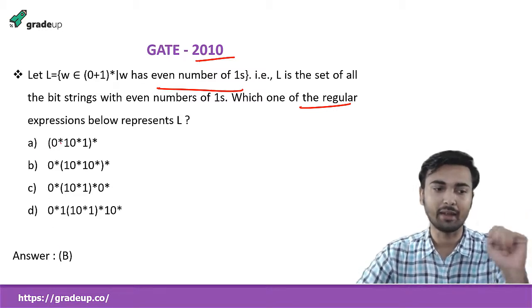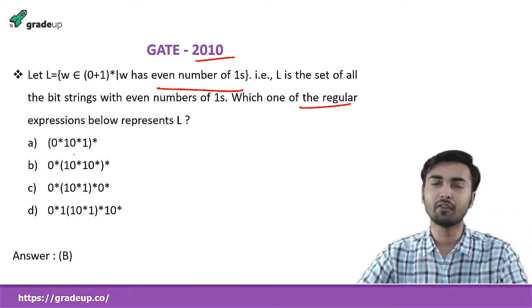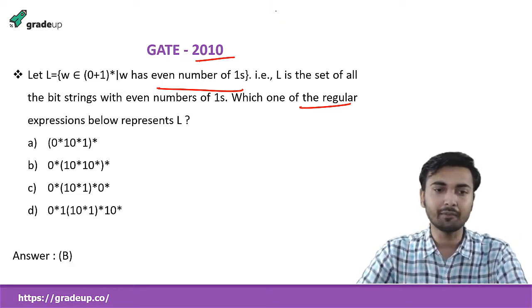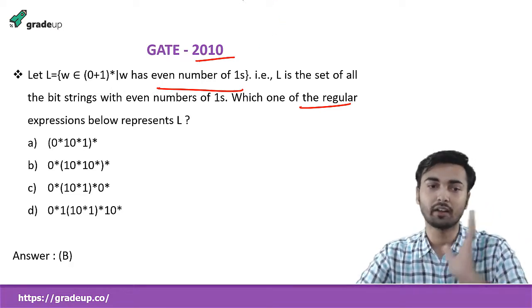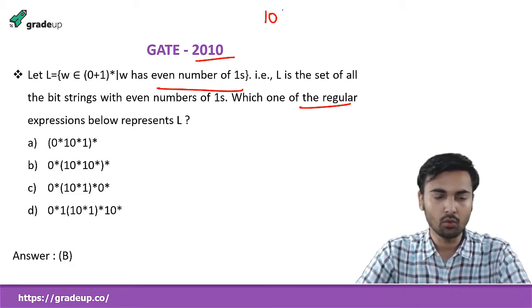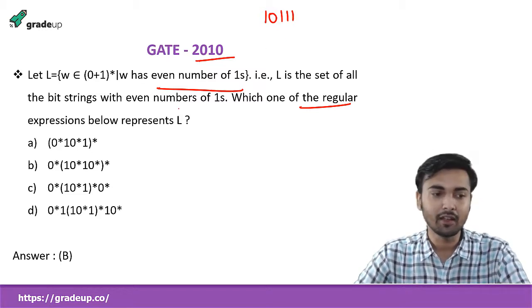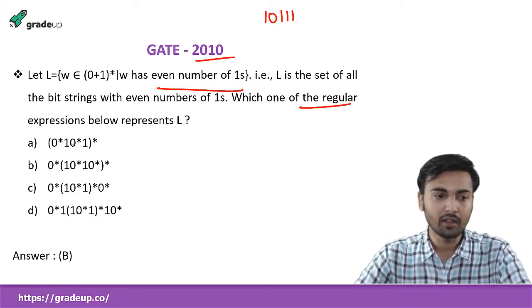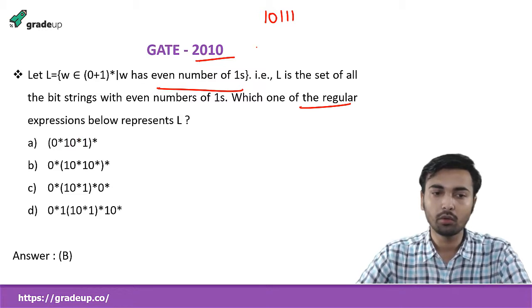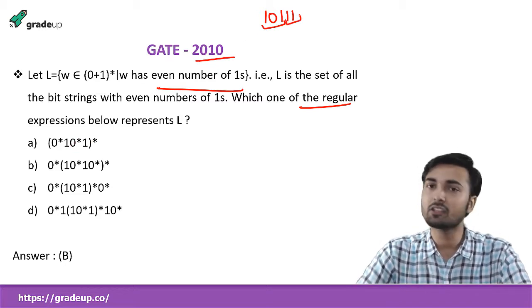See option A. It is saying 1 star, it will always generate an even number of ones. But try to develop an example in which this is incorrect. I am also trying, you also try. If I take 10111, let us see if it is accepted or not. 10 will be accepted. Why? See here, 101 is generated from here, then this 11 will be generated.